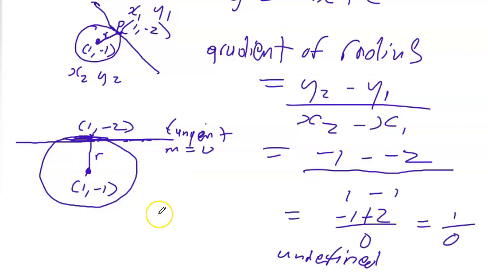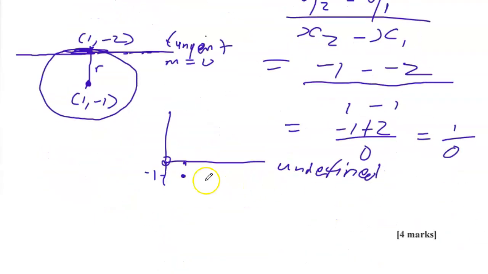And if you plot a graph, notice the points. Where's the point 1, -1? 1 on the x, -1 on the y. 1, -1 is somewhere there, right? And the point 1, -2, I need to go here. 1 on the x, and the point 1, -2 would be further down. So the line that connects 1, -1 and 1, -2 is a vertical line.